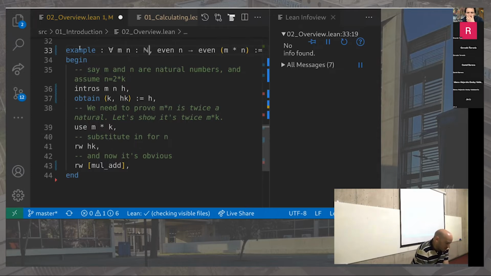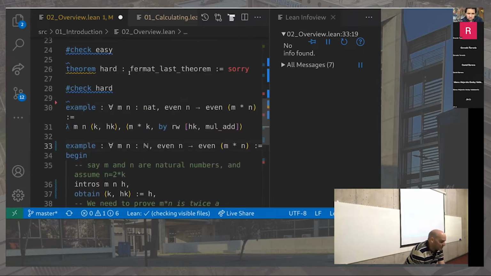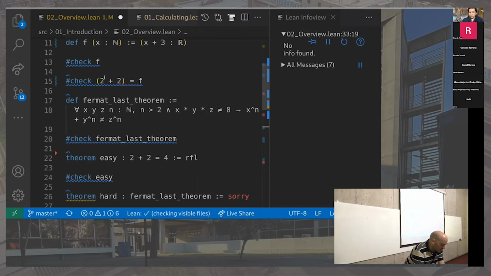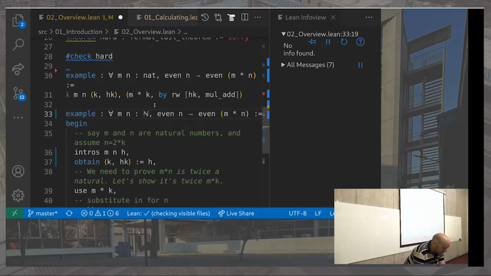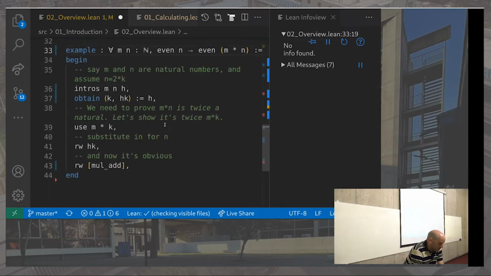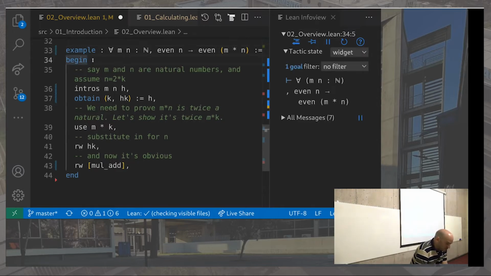The syntax is the following. We have this example keyword. The example is like the theorem keyword. It's just that we don't provide any name, but this is exactly the same. Then there is the colon, the statement, then colon equals, and now we have to write the proof. We write the proof between begin and end. So if you have already used LaTeX, for example, think of begin end as begin proof end proof. So we write begin end, and now we have to write the proof.